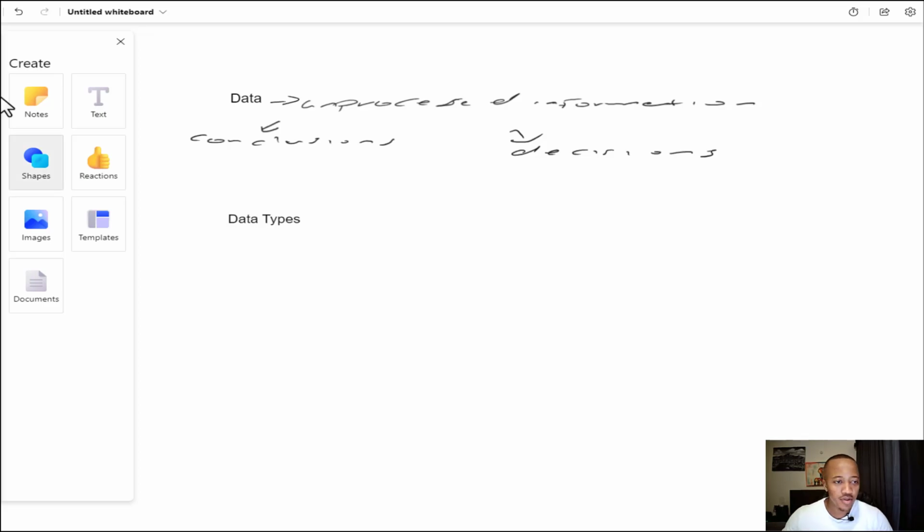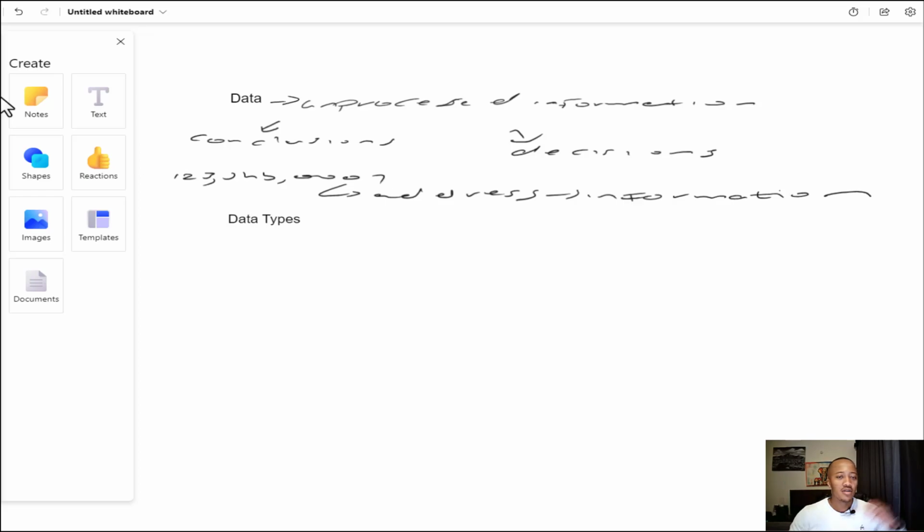Okay, so for example, say I give you 1, 2, 3, JHB, 0001. When you see it, it's just words and numbers. They don't actually mean anything until you process it, right? Once you process it, you end up with what? With an address, right? And what is an address? An address is basically information. It tells you where something is stored, where the house is located, and so on.